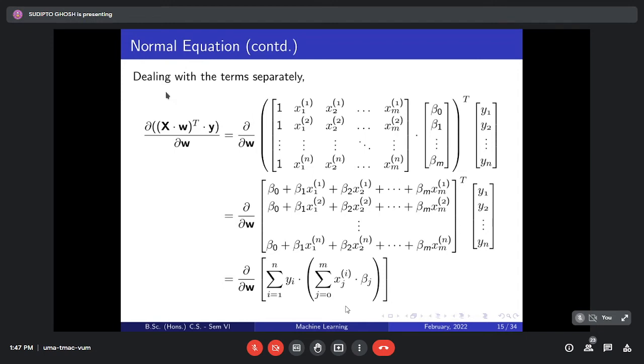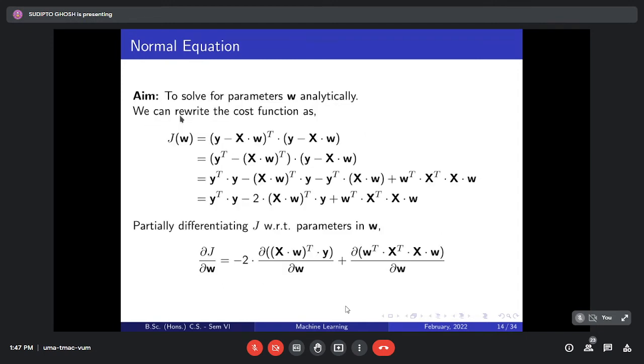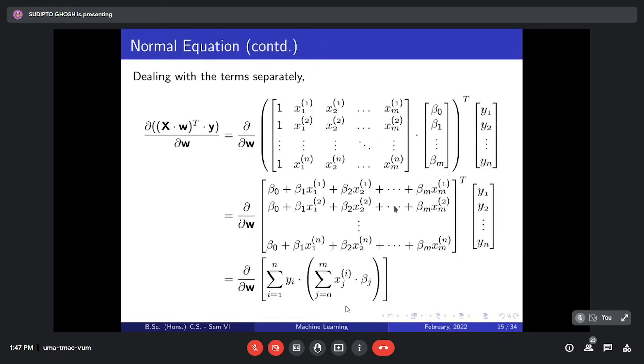Don't be intimidated, but this is the expansion of the first term, x times w transpose y. If we open it up, this will be our x, because x1, x2, up to xm are the features, and these are the n training examples. We are using homogeneous coordinates, so we have a column of 1s right here. And then we will have this w parameter column vector right here. We take the transpose of the product of these two matrices, and then y. We know this feature vector x, and y is known to us.